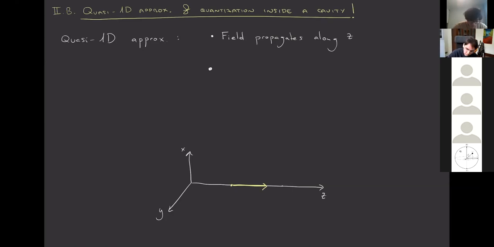Then the second assumption that we will make is that the polarization remains invariant under propagation. What does this mean? This means that at any point in space-time, the vector field, the vector A, we will assume is always pointing in one specific direction that we will just call the x-axis, e_x. I hope you are all familiar with the name polarization, but the polarization refers just to the direction in which the vector points. So this is the other approximation we are doing.